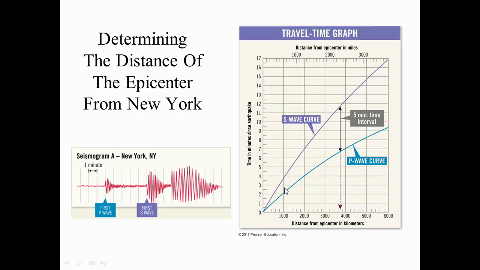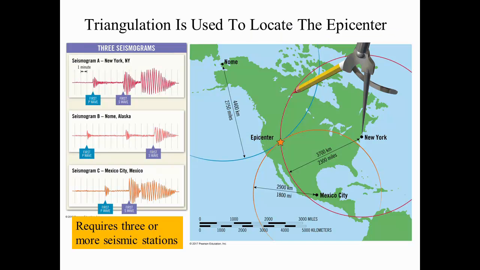Okay. So what do we do with this? We know that New York is 3,700 kilometers from the epicenter, but we do not know the direction of the epicenter from New York. It could be anywhere within a 360 degree circle.